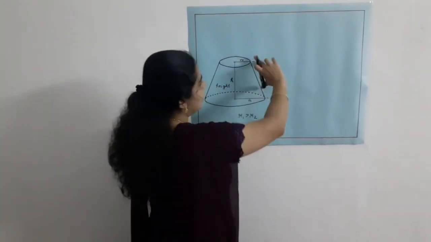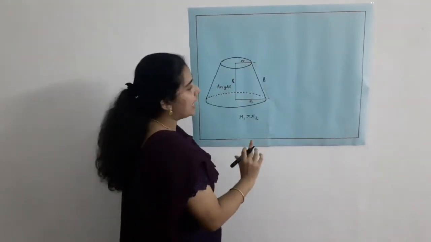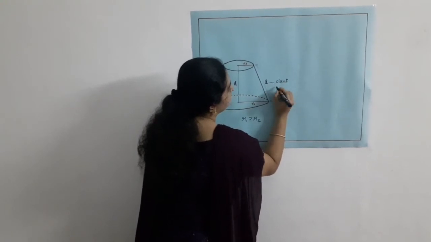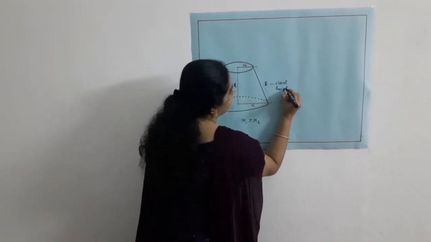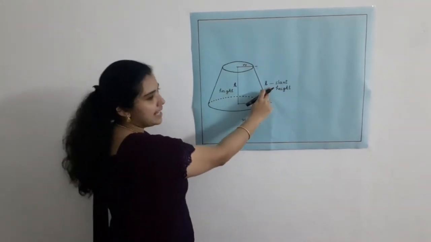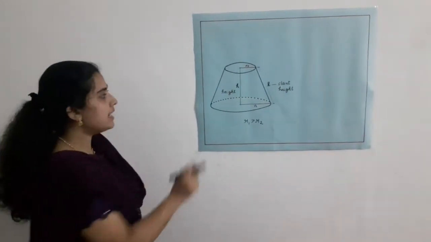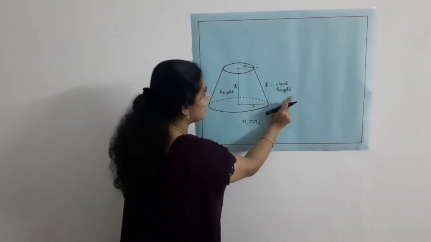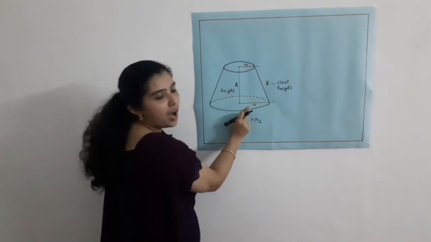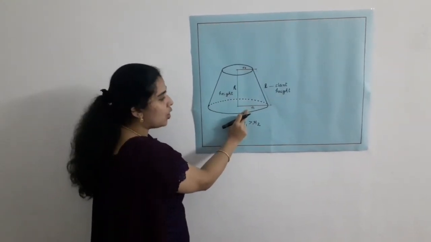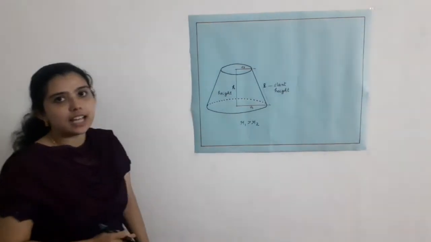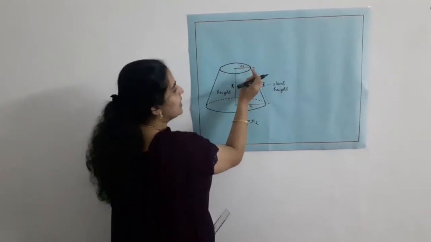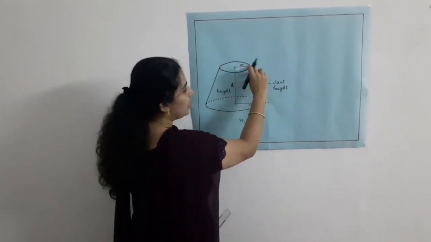And what about the length? This length is known as the slant height of the frustum, and it is denoted as L. So here we can see that H is the height of the frustum, L is the slant height of the frustum, and R1 and R2 are the end radii of the frustum of the cone, where R1 is greater than R2. Now we can draw a line which is parallel to H from this point towards the base.